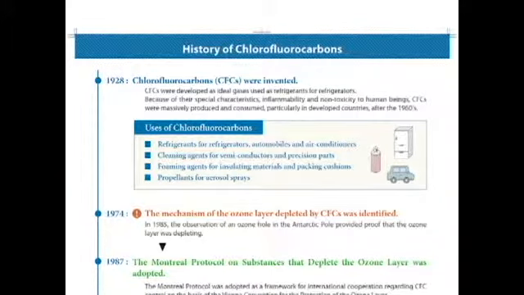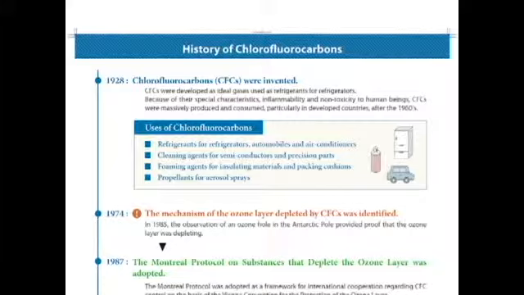CFCs. We put them all in one group and we call them the CFCs. Okay? That's how it's easier to remember them, the CFCs. Okay. Now we look at a chart. CFCs were developed as ideal gases used as refrigerants for refrigerators. Now, it says that uses of chlorofluorocarbons were for refrigerants, automobiles, air conditioners. Please remember these, students, they're important. Cleaning agents, foaming agents, aerosols.